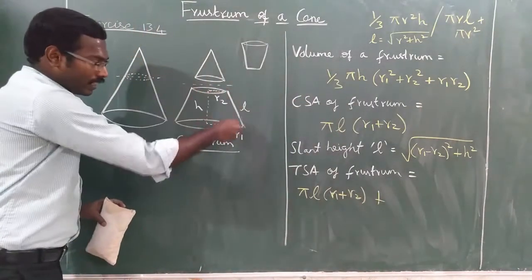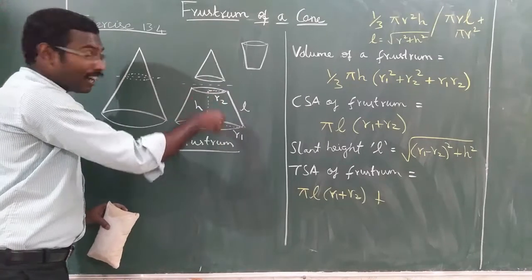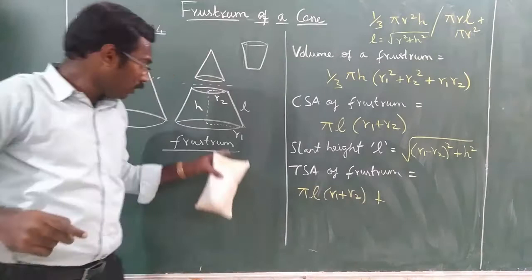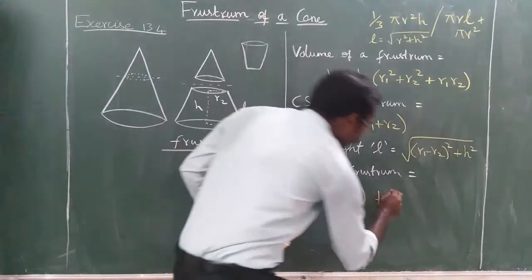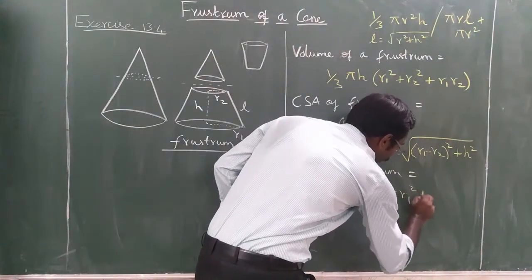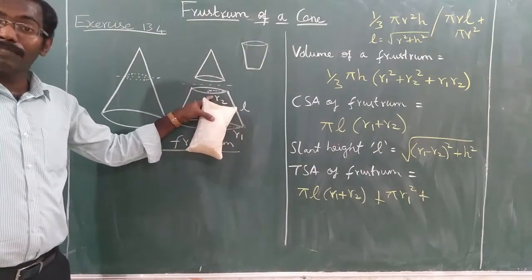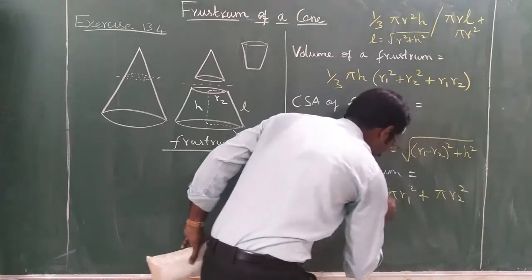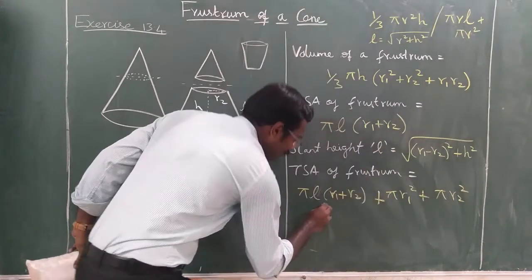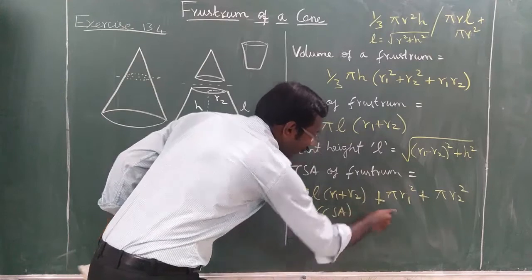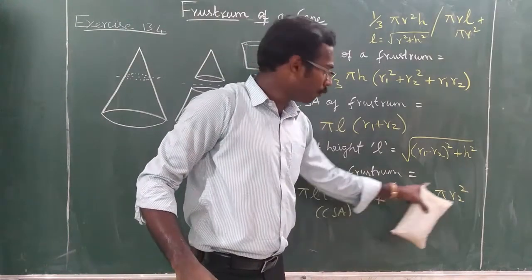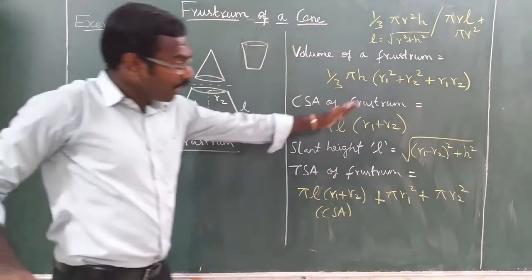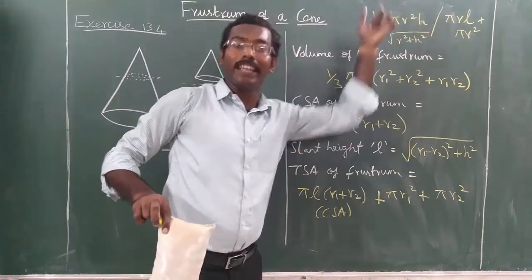Now we have two circles. One circle with radius r1, another circle with radius r2. So circle's area is pi r square. So this radius pi r1 square plus then this circle radius r2, so pi r2 square. That's it. Okay. So this is the curved surface area plus bigger circle area plus smaller circle area. That's all. So that is why I told you, if you compare this with the formula of the cone, it will be easy to remember.